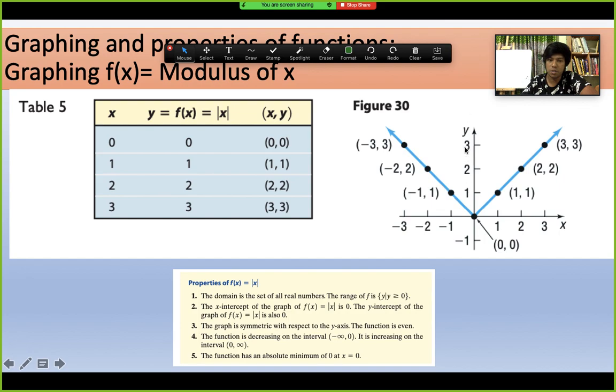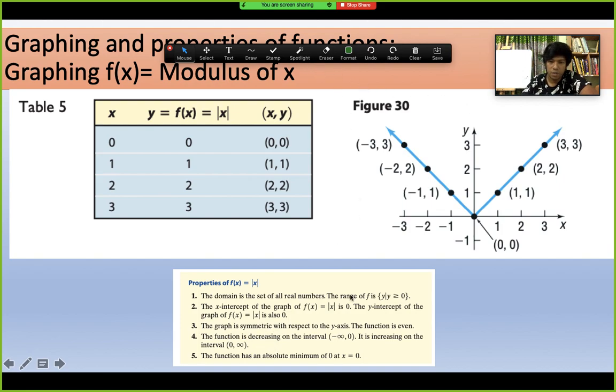That is the range. The x-intercept is (0, 0). The y-intercept is also (0, 0), or you can say simply 0. The graph is symmetric with respect to the y-axis. So this side and this side are the same, so it is an even function.